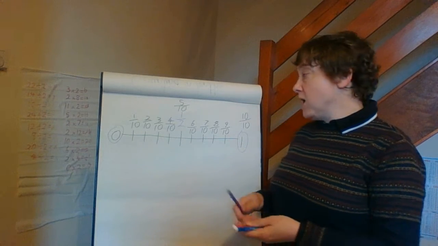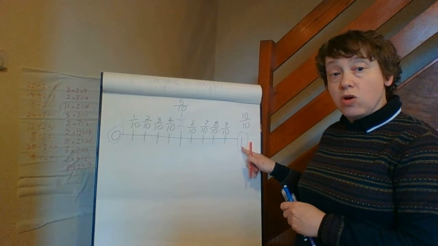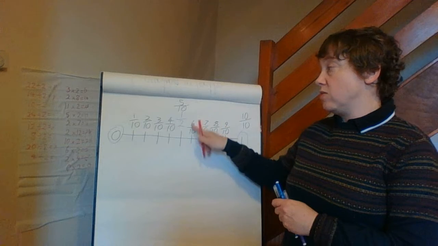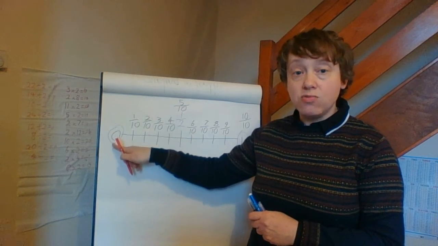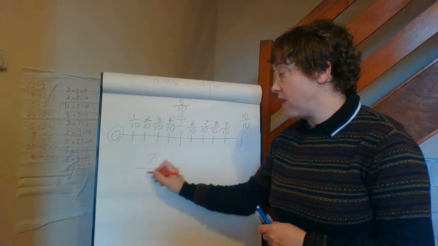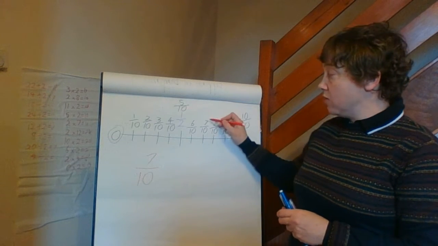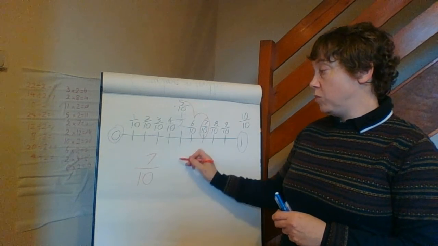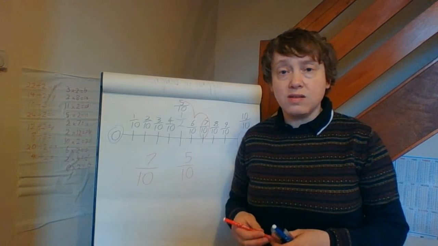If we were counting backwards, let's try counting backwards. So if we were going backwards from 1, and we're going in tenths, it would be 9/10, 8/10, 7/10, 6/10, 5/10, 4/10, 3/10, 2/10, 1/10, 0, okay? Let's do a question. If we were on 7/10, and we went back 2/10, what would we be on? Let's see, so there's 7/10, go back 2/10, we would be on 5/10. Okay, so some of your questions are things like that, okay?